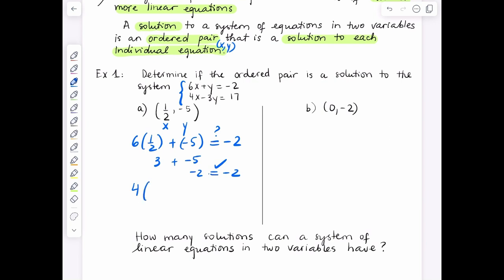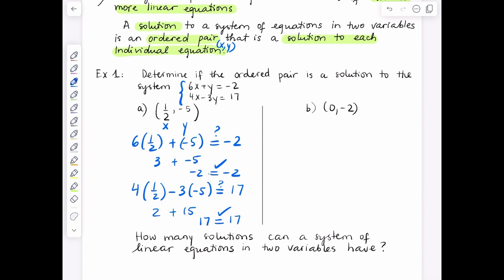So let's check the second equation. 4 times x minus 3 times y is negative 5. And we want to check to see if it's equal to 17. 4 times 1/2 gives you 2. Negative 3 times negative 5 is positive 15. 2 plus 15 gives you positive 17. And so we got 17 is equal to 17. So now you can see that this ordered pair works out for both equations. Therefore, it is the solution to the system.